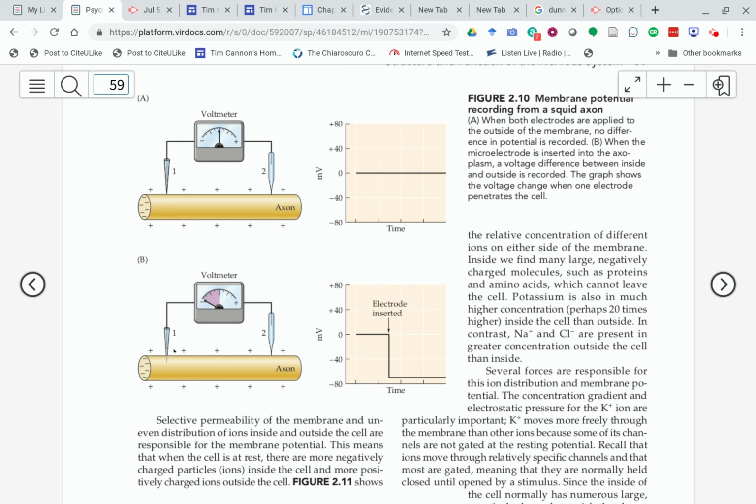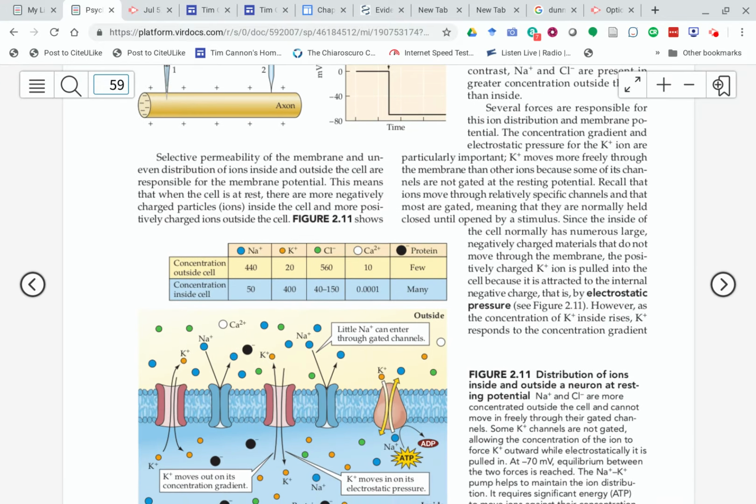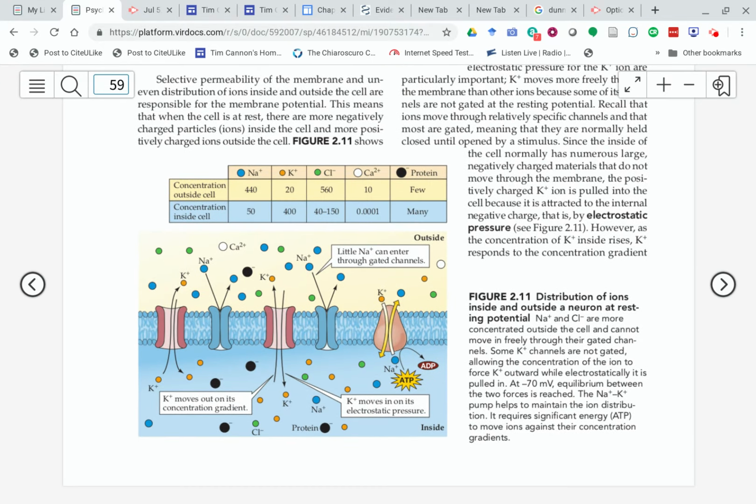And suddenly you go from no potential to a step-like function of roughly minus 70. So this is a giant squid axon, not an axon from a giant squid, but a giant axon in a squid. Stay calm with this table. You can refer back to it as you read the text. So on top, you have concentration in moles outside and inside.